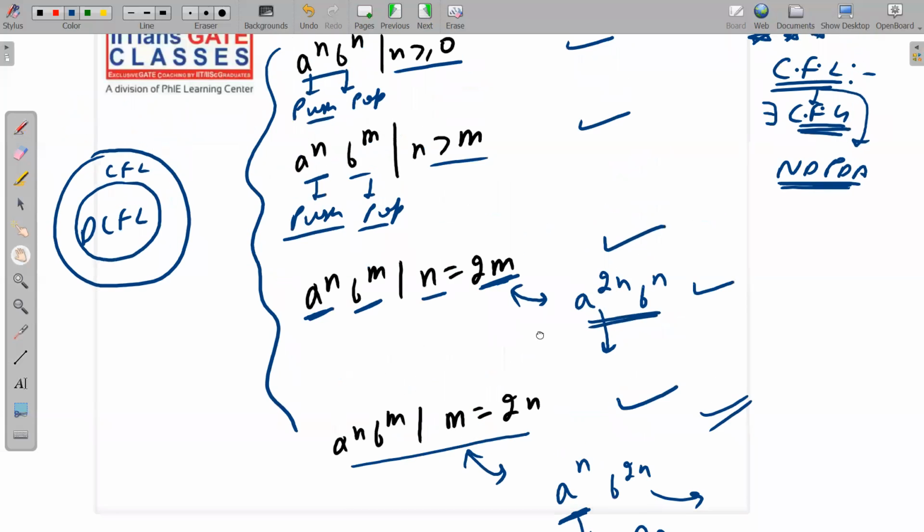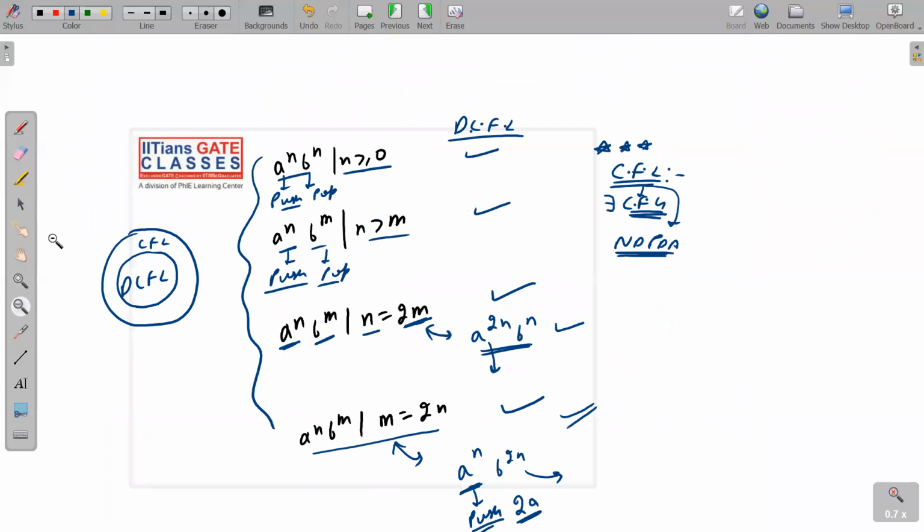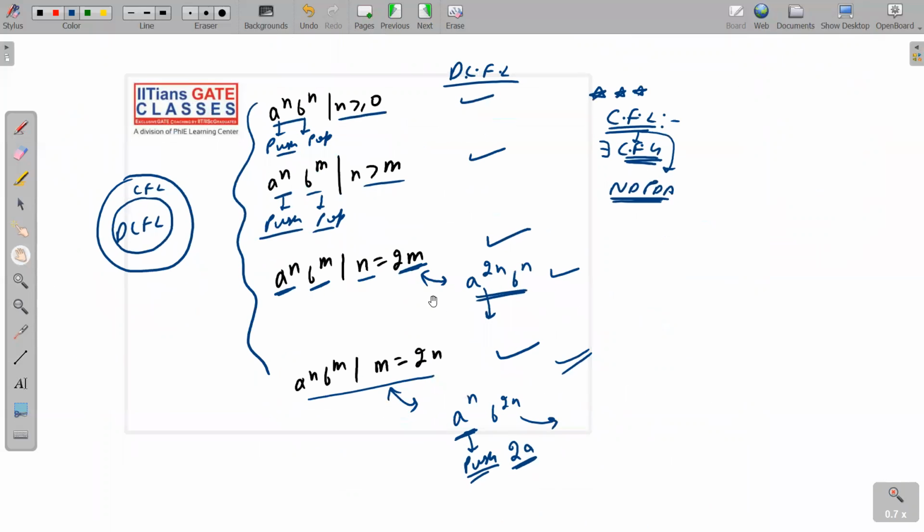So let's put everything on one slide. Please note it down carefully, and I'm jumping to the next slide now. Please note it down carefully.